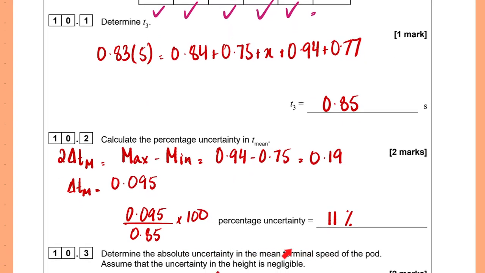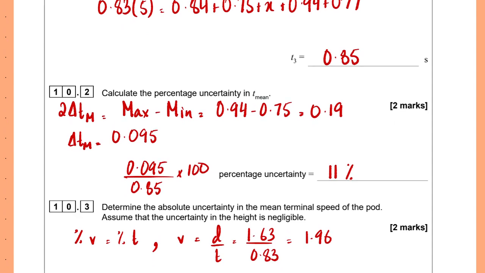Determine the absolute uncertainty in the mean terminal speed of the pod. Assume that the uncertainty in the height is negligible. So how I would find the speed is by doing distance over time, which is height over time. And if you think about it, if there was a percentage uncertainty in D as well, the percentage uncertainty in V would be the percentage uncertainty in T plus the percentage uncertainty in D. But there's none of this, right?